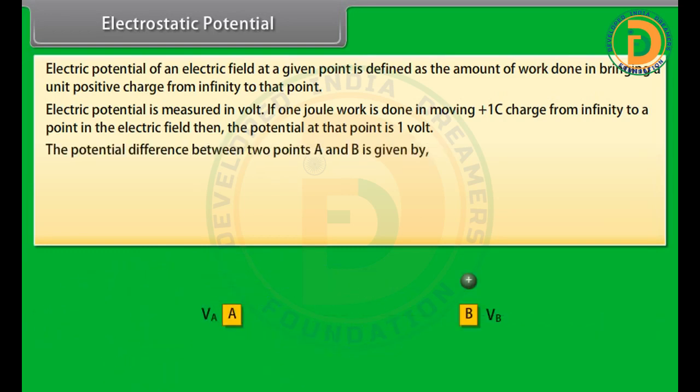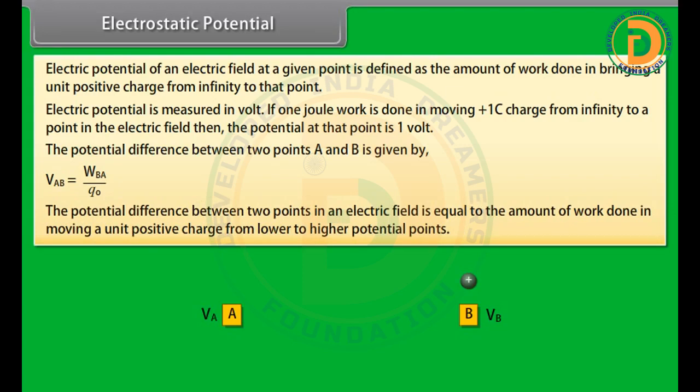The potential difference between 2 points A and B is given by V_AB equals W_BA upon q naught. The potential difference between 2 points in an electric field is equal to the amount of work done in moving a unit positive charge from lower to higher potential point.